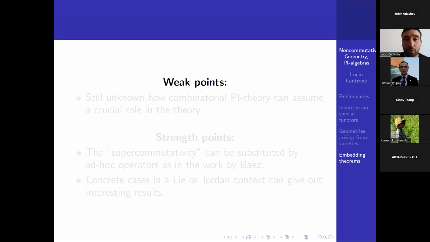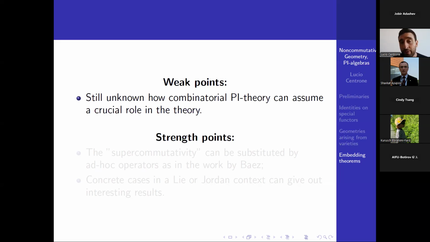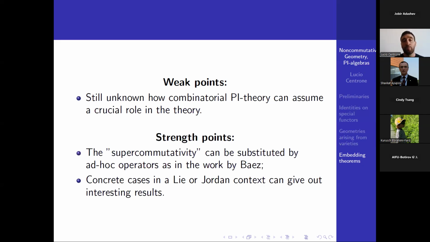Okay, it's now time to list again weak points and strength points of this third point of view, in this geometrical approach of PI algebras. Again, combinatorial PI theory and what its relations are with this, how they can improve the study of this matter. Okay, it's still unknown and at a very germinal state. But what I'm sure to say is the following: this supercommutativity, for example, can be substituted by some ad hoc operators, as in the Bahturin work. And also the fact that concrete cases in a Lie or Jordan context, I think, can give interesting results.